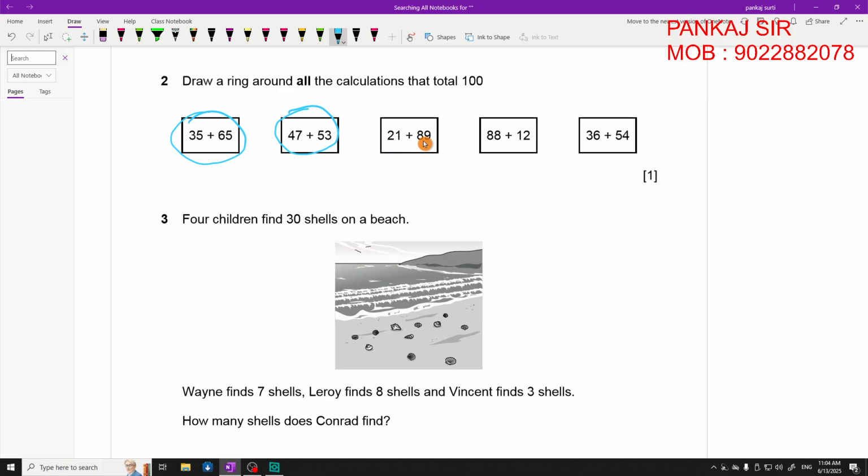21 plus 89. So 80 plus 20 is 100, and 9 plus 1 is 10. So this will be 110. It is exceeding 100. So I'm not going to circle this. 88 plus 12, 80 plus 10 is 90, and 8 plus 2 is 10, and 90 plus 10 is 100. So I'm going to circle this as well. Here 50 plus 30 is 80, and then 6 plus 4 is 10, and 80 plus 10 is 90. It is not reaching 100. It is becoming only 90. So this I'm not going to circle. Okay. So this is how we have to deal with question number 2.